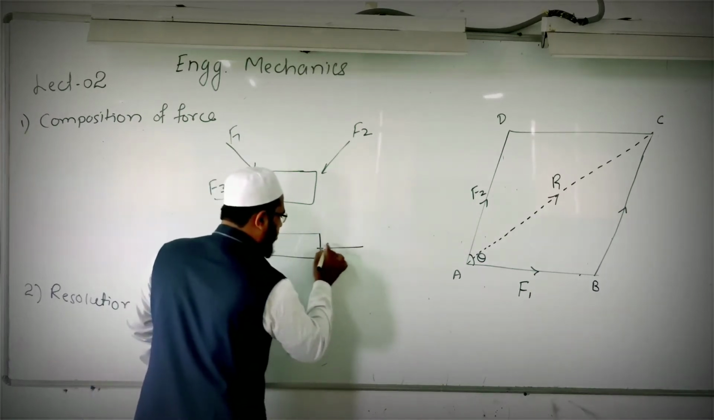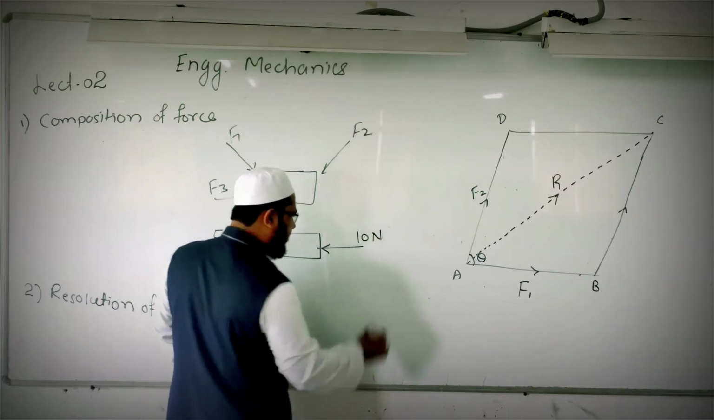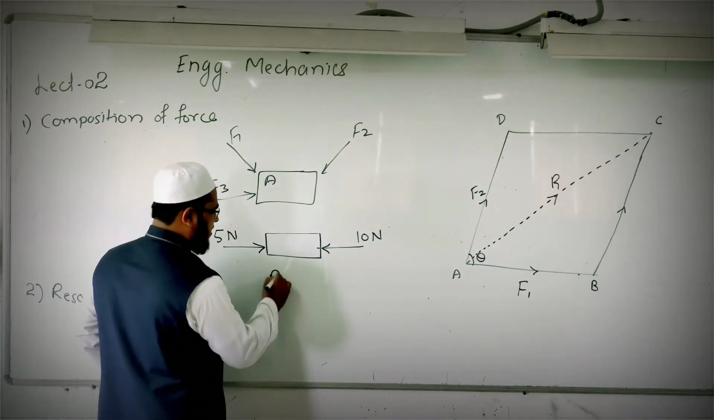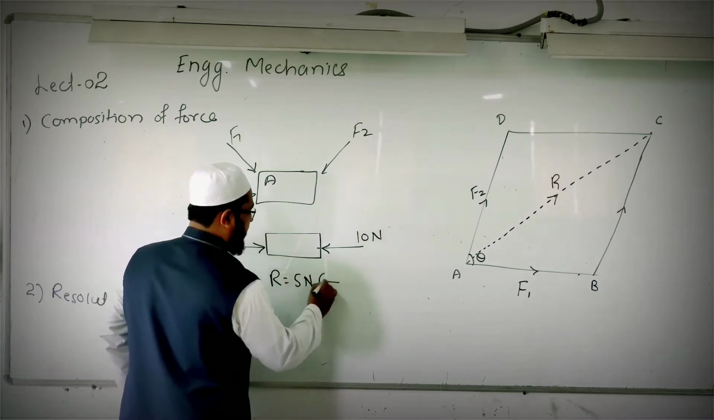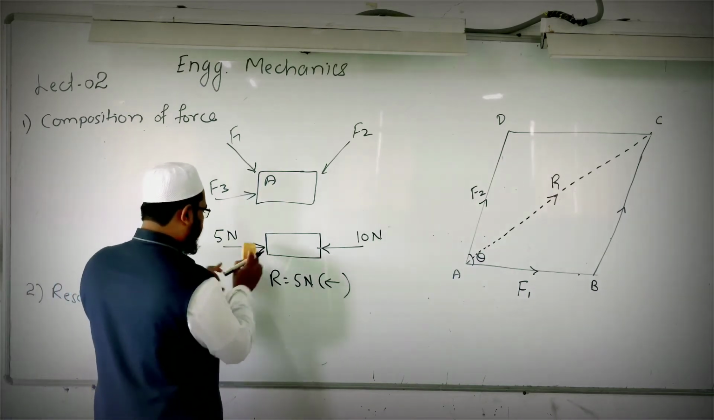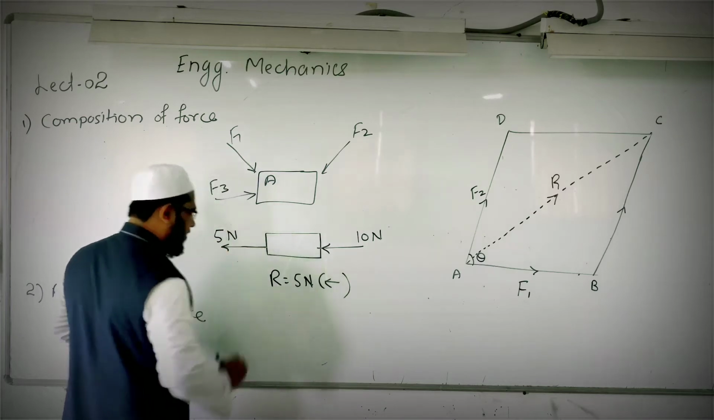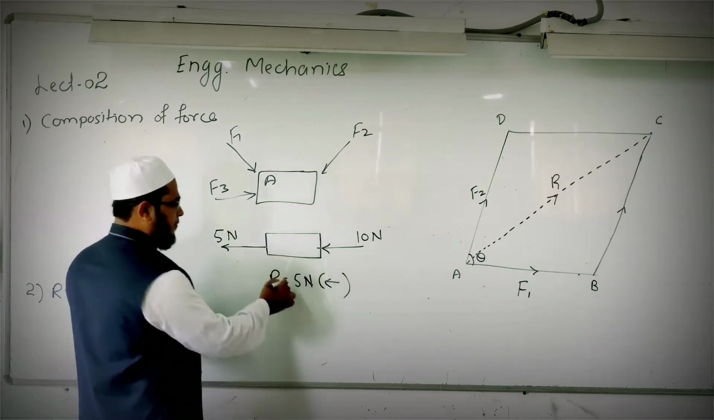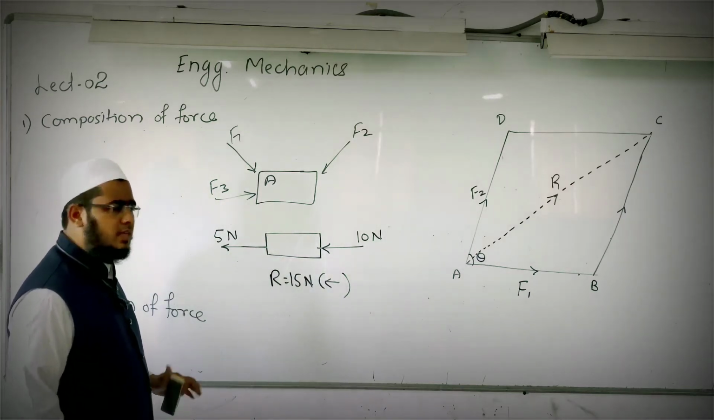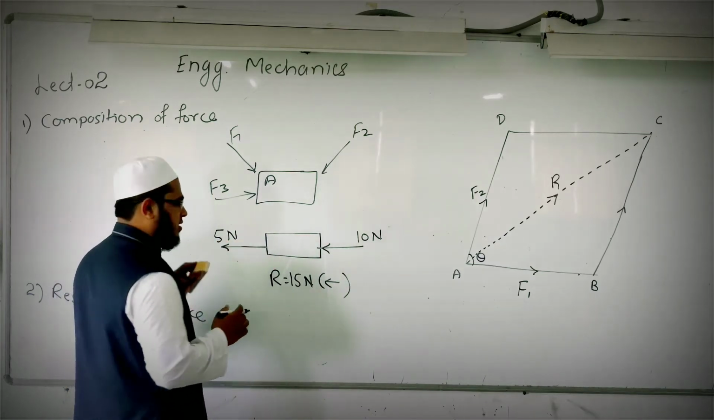If a block is there, and two forces are acting of magnitude 5 Newton and 10 Newton, then you will say that the resultant is 5 Newton, acting towards leftward. If we change the values and change the arrow, then you will say the resultant is 15 Newton towards leftward. This means we are adding and subtracting the forces.